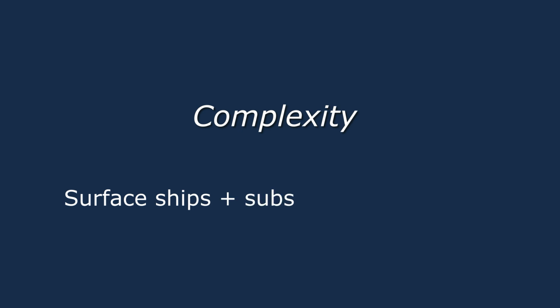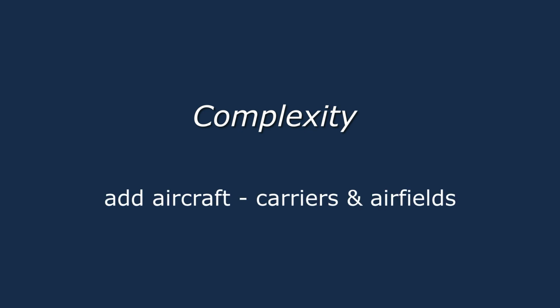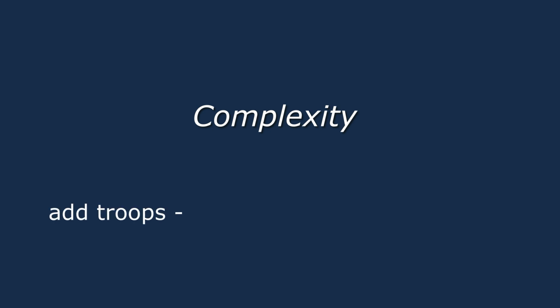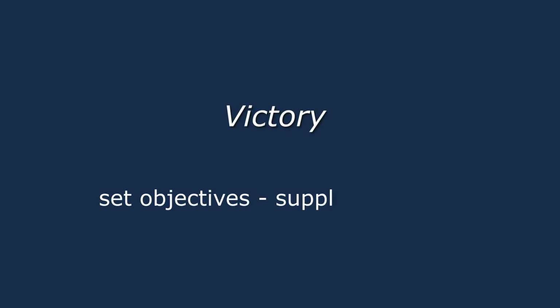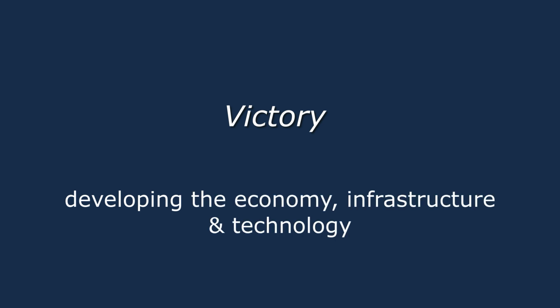The simplest campaigns feature just surface ships, submarines, and perhaps merchant ships for convoy work. For more challenge, you may add in air power, from carriers and/or land bases. Finally, troops for ground assault and amphibious operations may also be included. Victory, in short and small campaigns, depends on achieving supply or capture objectives. In bigger and longer campaigns, development of the economy, infrastructure and technology also become vital.